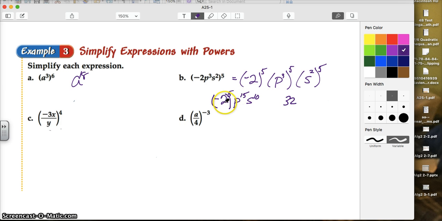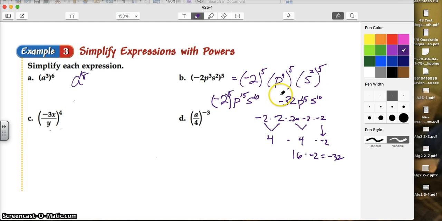Negative 2 to the fifth power, since I'm multiplying 5 numbers, would be like this: a negative 2 times a negative 2 times a negative 2. Let's think about this. Negative 2 times negative 2 is a positive 4. These come together to give me a positive 4. This negative 2 is still here. 4 times 4 is 16, times a negative 2 is a negative 32. So negative 2 to the fifth power is a negative 32. And then I'm left with p to the 15th and s to the 10th, and this is my final answer.